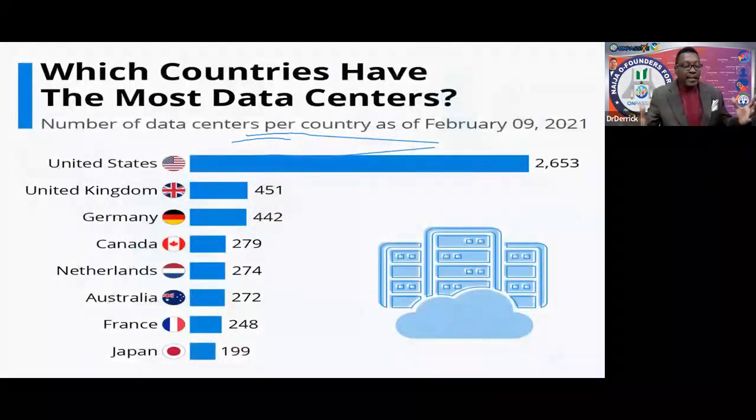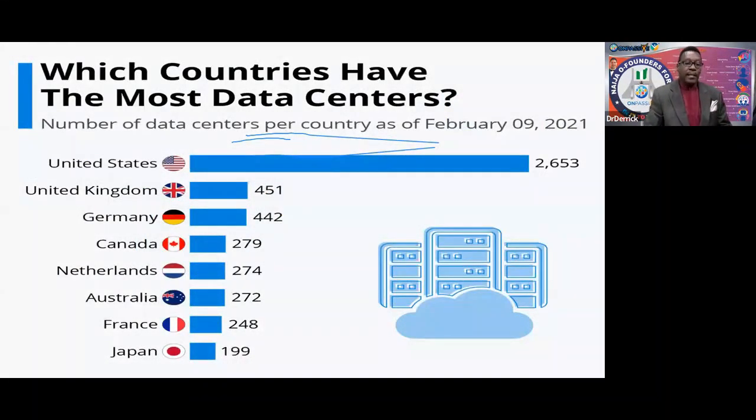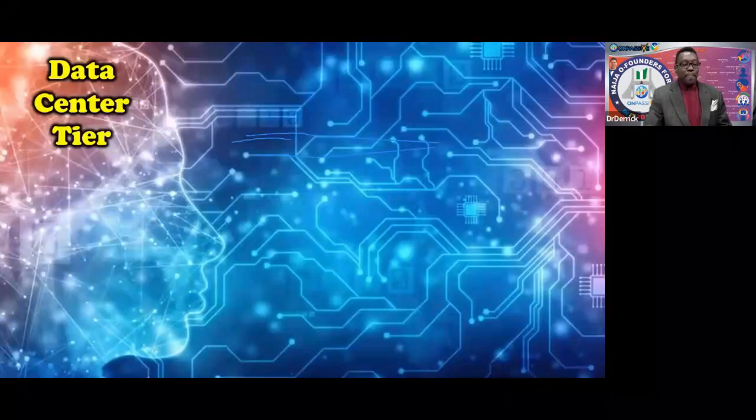Of course, there are many data centers across the globe right now, with the US having the most, with over 2,000 data centers in the US, over 400 in the UK and in Germany, and over 200 in Canada, France, Netherlands, Australia, and over 100 in Japan. Let us now look at the data center tiers.